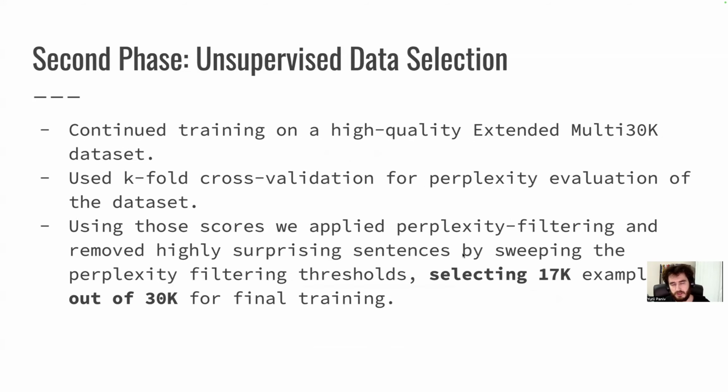Then we applied the second phase, supervised data selection. We continued training on the high-quality extended Multi-30K dataset, but we used k-fold cross-validation for perplexity evaluation of the dataset. Using the scores that we obtained, we applied perplexity filtering and removed highly surprising sentences by sweeping the perplexity filtering thresholds, selecting 17K examples out of 30K of the source dataset for final training.